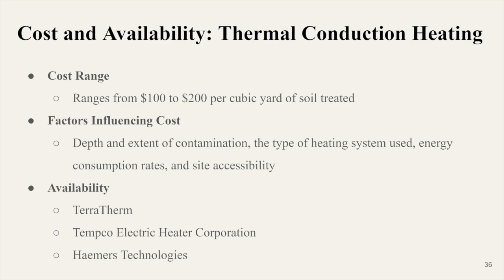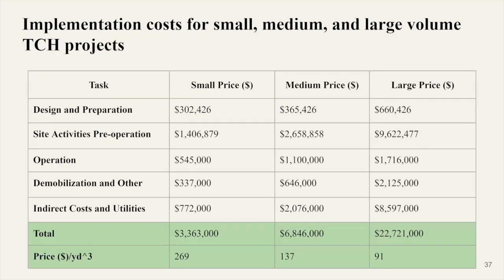Companies that provide TCH are TerraTherm, Temco Electric Heating Corporation, and Hammers Technology. This table displays the implementation costs for small, medium, and large volume TCH projects. As you can see highlighted in green, the total costs range from $3 million to over $22 million US, and have a range of US dollars per cubic meter of 90 to 200.